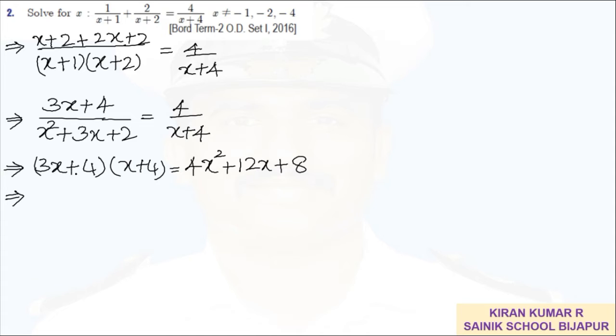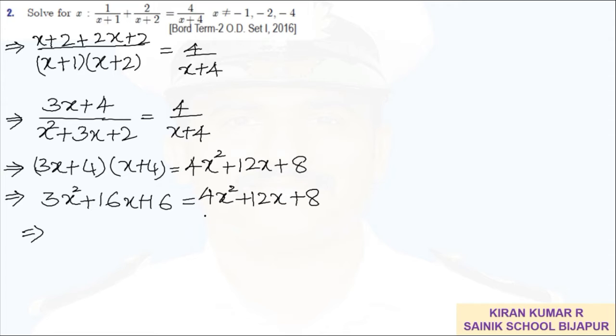Now let us multiply these two. It becomes 3 times x square plus 16 times x plus 16, which is equal to 4x square plus 12x plus 8. Now let us take everything to one side. It becomes x square minus 4x minus 8 equal to 0. Now we have to find the roots for this equation.